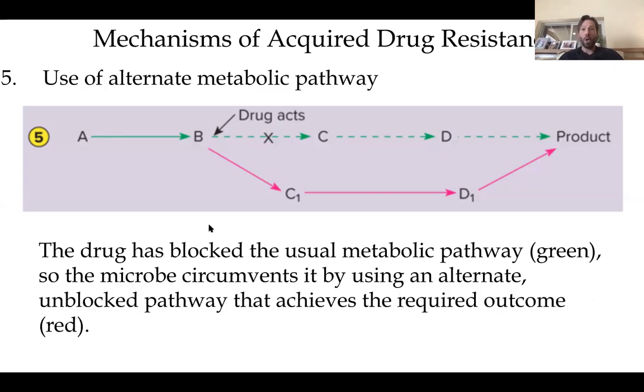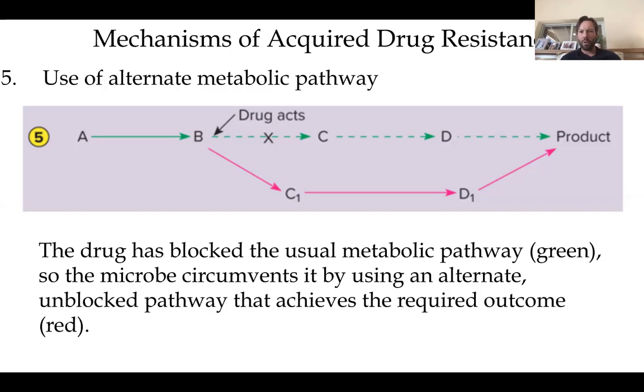So in a normal native fashion, it would go from A to B to C to D to product, right? Think back to the paper we discussed on Monday, right? That pathway of methanol to formaldehyde, right? And so on. You block step B and now it can't go to C.